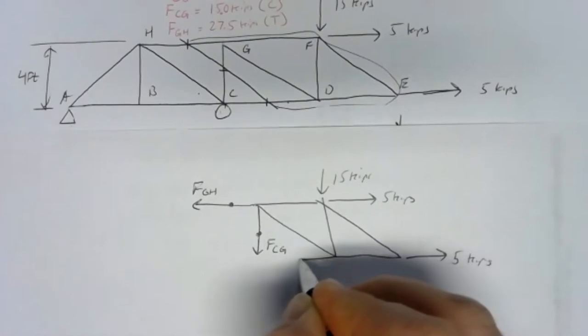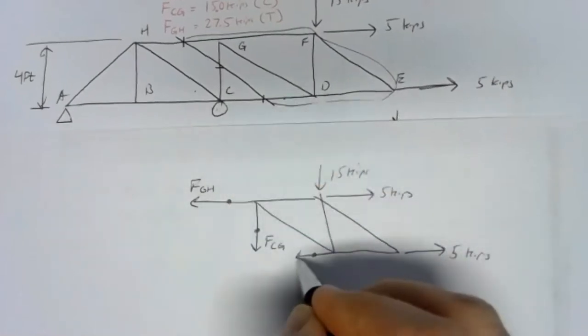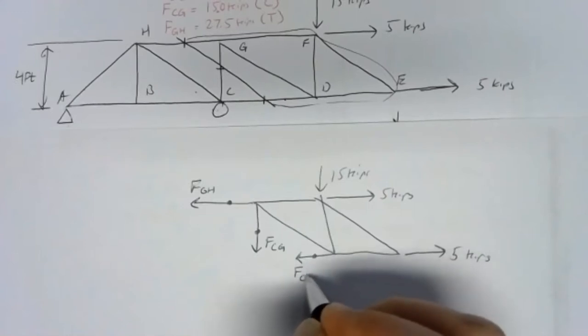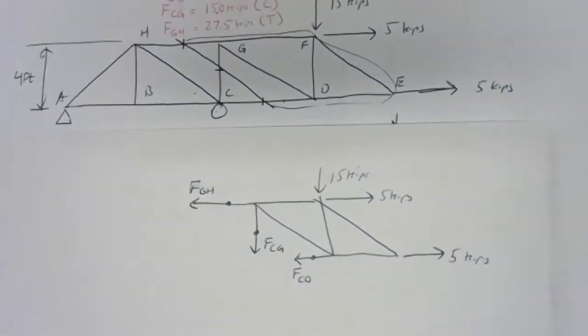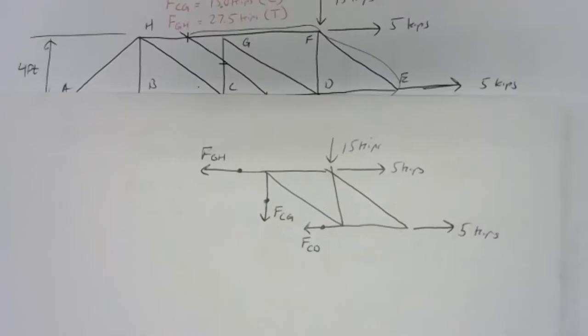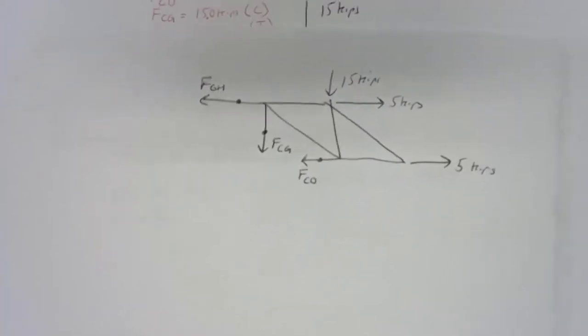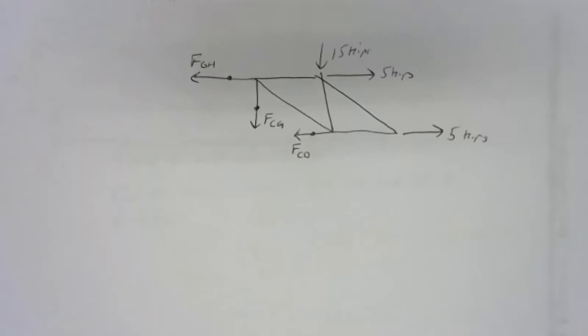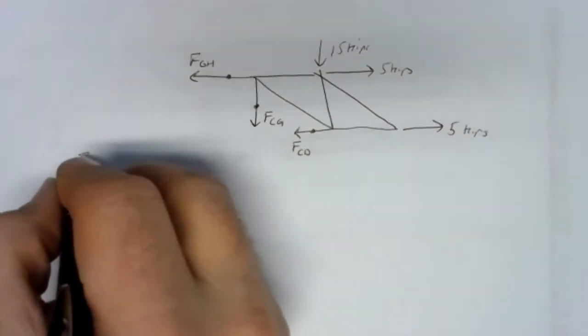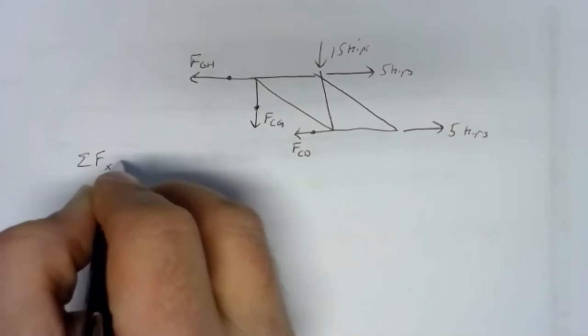And then we've got over here the piece of CD and the force due to member CD. Because we don't have any sines or cosines to deal with, everything's at 90-degree angles, horizontal and vertical, we don't need any angles or anything like that. So there's our section. Let's do our sum of forces in the x direction.